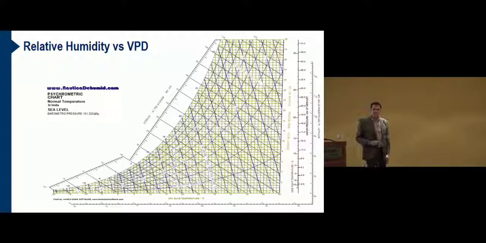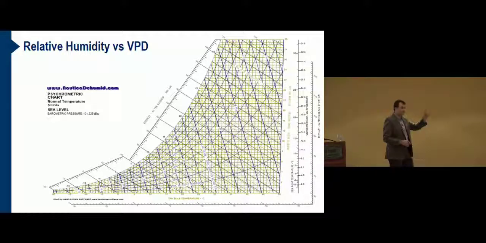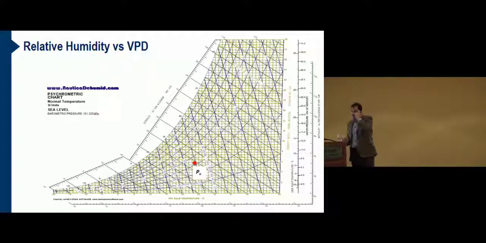Yesterday, several speakers talked about relative humidity and vapor pressure deficit, and why it is really important to have an idea about vapor pressure deficit, which is basically one of the main driving forces for the transpiration process. That is the pressure difference. Vapor pressure deficit is the pressure difference between the saturated vapor pressure and the actual vapor pressure.